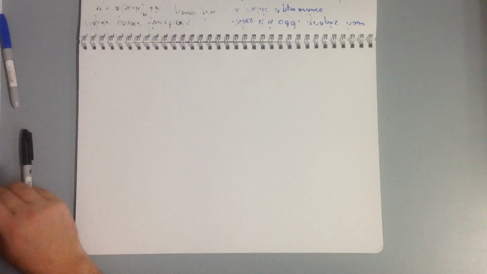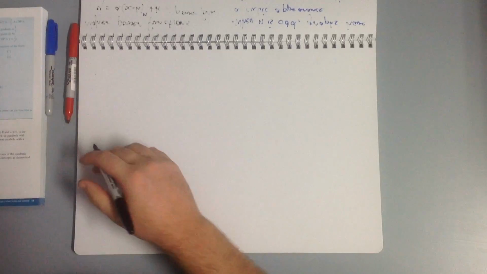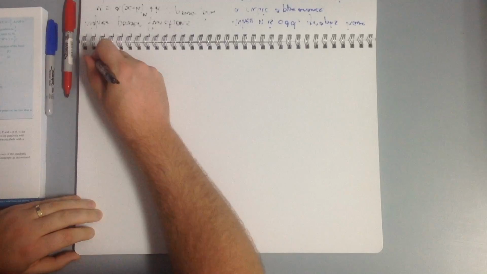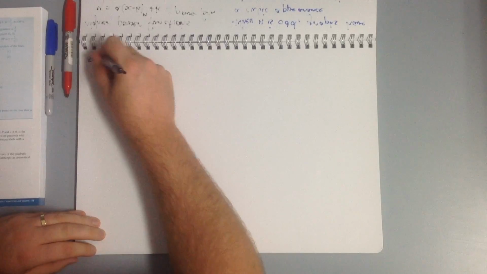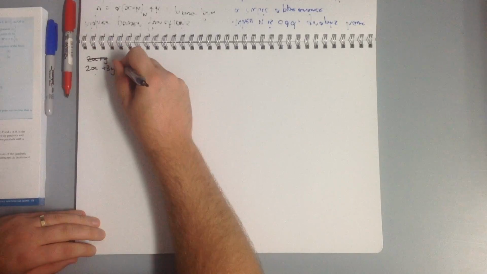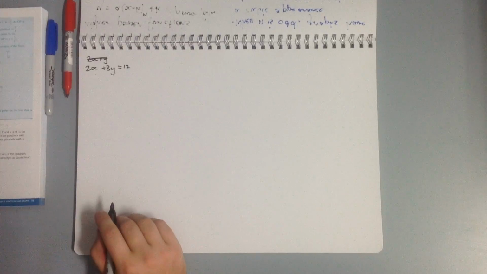So I want to have a look at a couple of worked examples. The first one is worked example 2. We have the line 2x plus 3y equals 12. We need to sketch the line and calculate the gradient of the line. And then we've got one other part which I'll talk about in a minute.